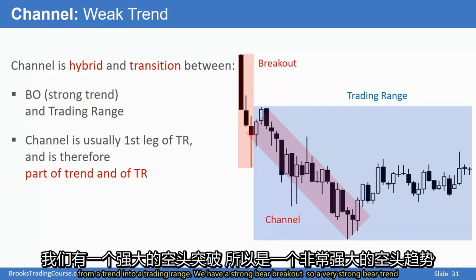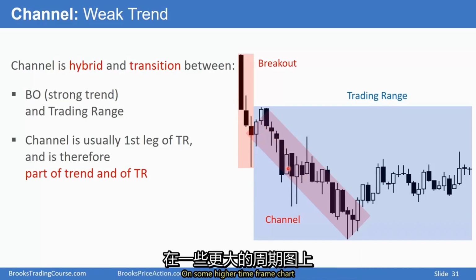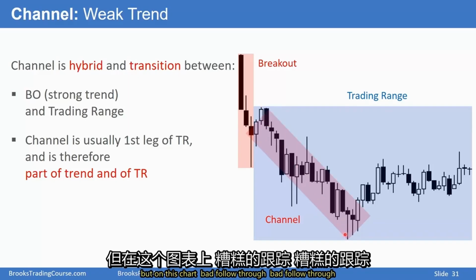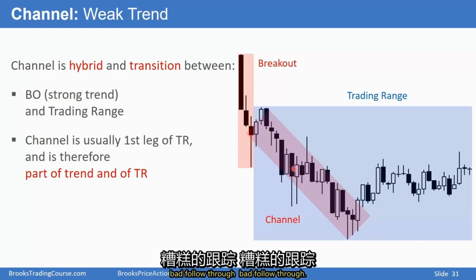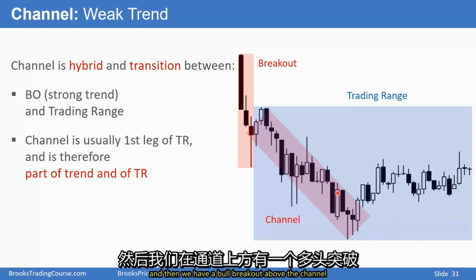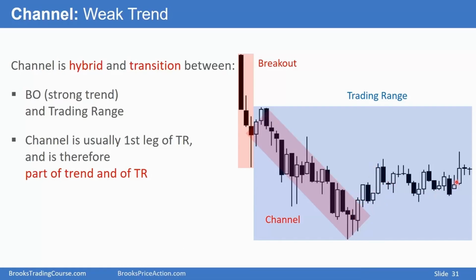We have a strong bear breakout, so a very strong bear trend. And then we have a channel with bad follow through all the way down. On some higher time frame chart, it's tight enough to be possibly a breakout. But on this chart, bad follow through, bad follow through, bad follow through. It's probably in the process of transitioning into a trading range. And then we have a bull breakout above the channel, and we're probably in the early stages of a trading range.